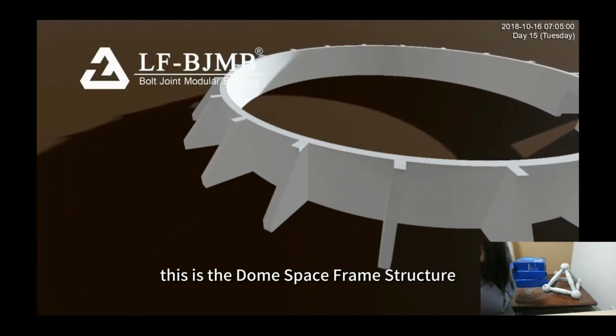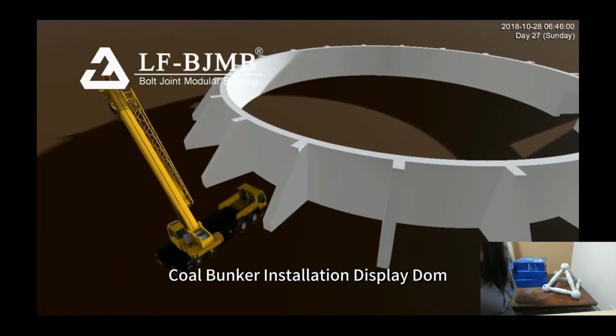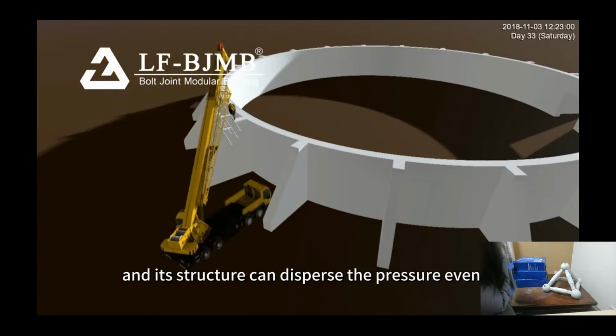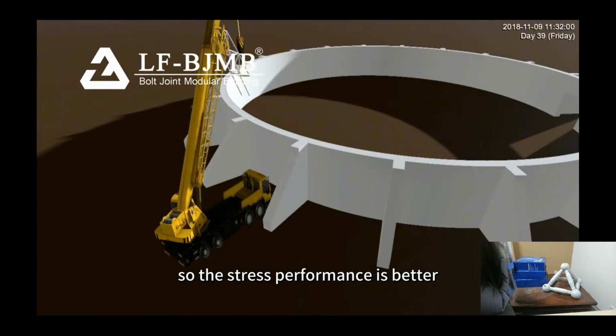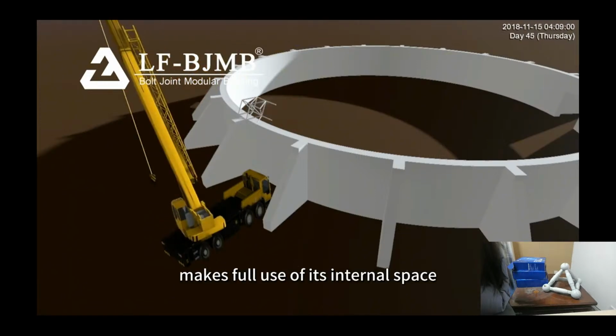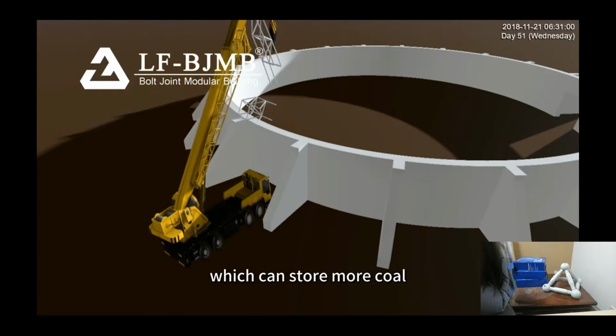This is the dome space frame structure coal bunker installation display. Dome bunker is mostly used in vertical large capacity coal bunker, and its structure can disperse the pressure evenly, so the stress performance is better. The design of dome coal bunker makes full use of its internal space, with high section utilization rate, which can store more coal.